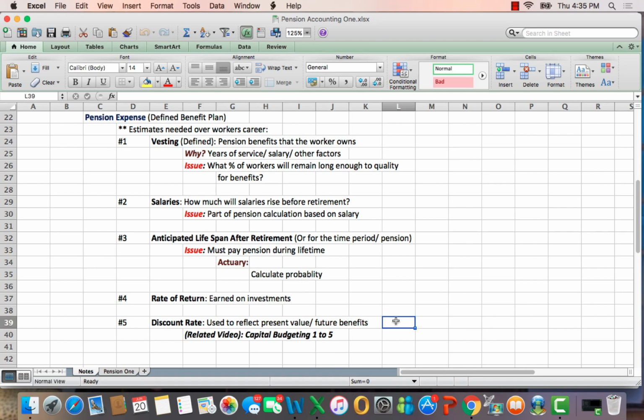And how we figure that out is to use a discount rate, which is used to reflect the present value of a future benefit. So let's say if we've got to pay somebody $2,000 a month and we believe they're going to live for another 20 years. What is that liability worth in today's dollars given a certain discount rate, or a rate that we discount the payments back to zero? You can find on YouTube, by the way, I have capital budgeting videos that explain present value.